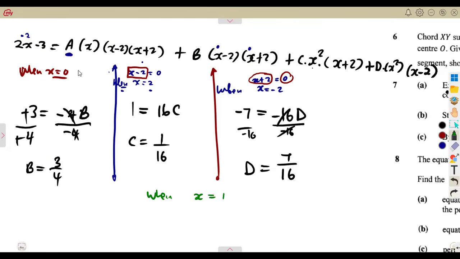Guys, when x is equal to 1, by sight, you can just substitute everywhere. So when x is 1, you substitute 1 here. That's 2 minus 3, which is minus 1, is equal to. So there we're going to substitute a 1. Wherever there is x, we substitute a 1. So that's 1 minus 4, that's minus 3 and so on. But you're going to multiply by a. So that will be minus 3a.